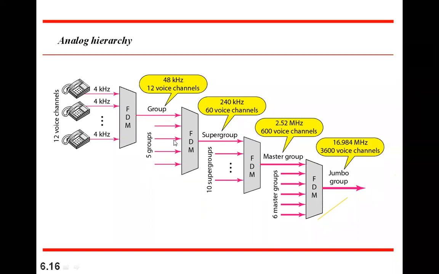5 such groups are multiplexed, then it generates a supergroup. Okay. Then 10 such supergroups generate one master group. Then 6 such master groups generate one jumbo group. Now we can see the jumbo group bandwidth. Effectively, it is 16.984 megahertz, which can carry 3600 voice channels. Okay. So we can go on again right from the beginning.